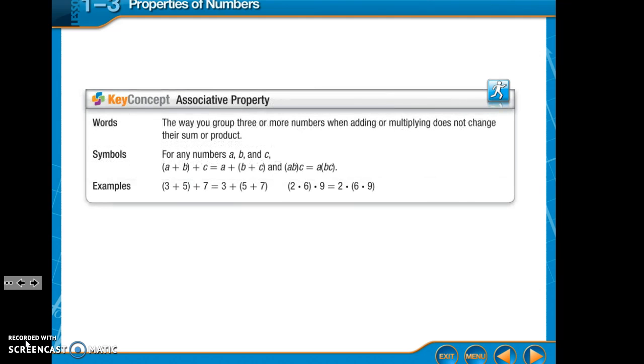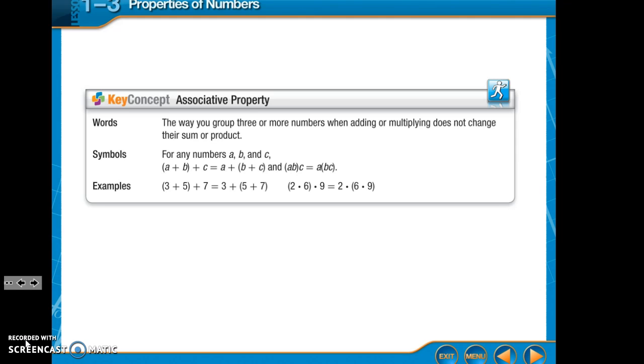All right, and then the last one, the associative property. This has to do with how we're grouping in our equation. It works in addition and multiplication, but not always in subtraction or division.